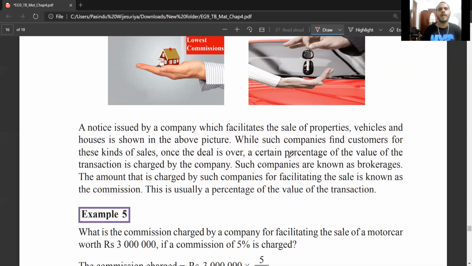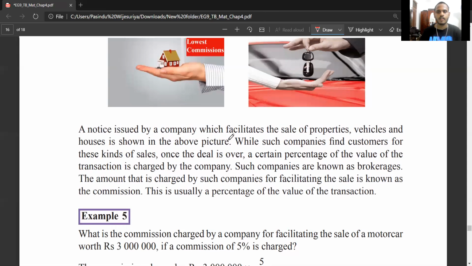It's like if you're buying something, you will be buying it for a lesser price, so they are giving a discount for us. So you will be paying an amount which is less than the actual value of the product, but for commissions you will be paying a bit more than the actual price of the product.